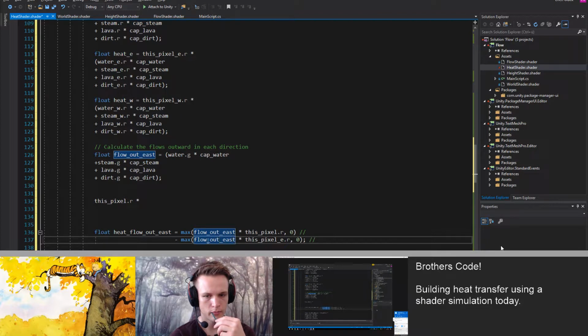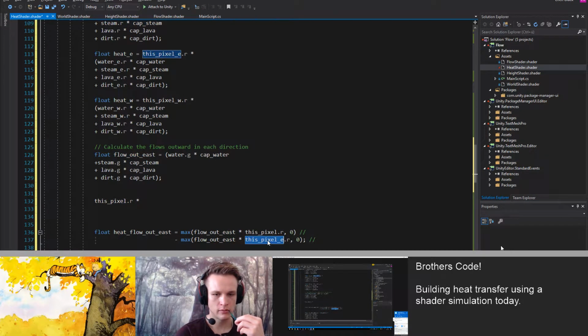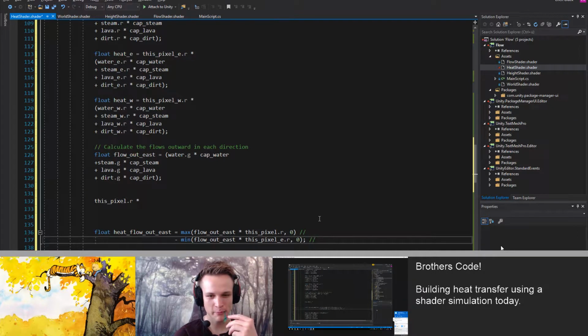Okay, hold on, one more time. Flow out east is positive, we want to use this cell. Flow east is negative, we want to use the other cell. But this is, yes, correct, min, because this is negative. Assuming this is positive and it flows out, we do want to use this one. Because the temperature is never negative, this one would also be positive, using absolute temperature. Okay, so that works to select it.